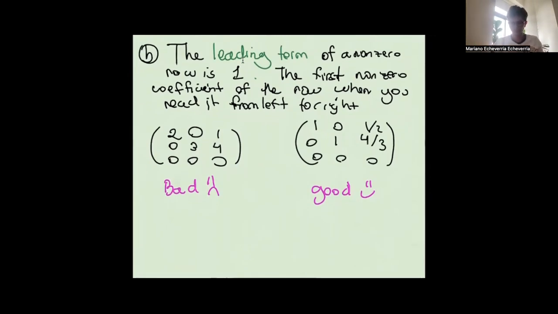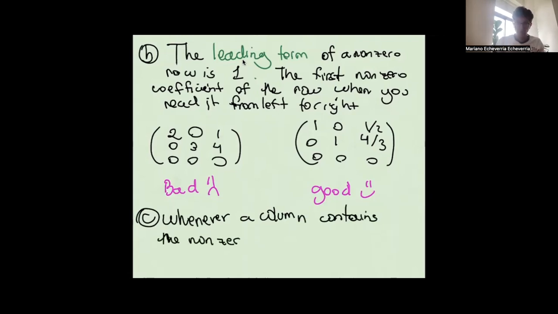So far so good. Any questions up to this point? Again, in practice, that's probably what you would end up doing anyway if you didn't have this definition, but I'm just writing it out explicitly. And there are just two more conditions, which are again kind of intuitive, which say that whenever a column contains the non-zero entry of some row, all other entries on that column should be 0.